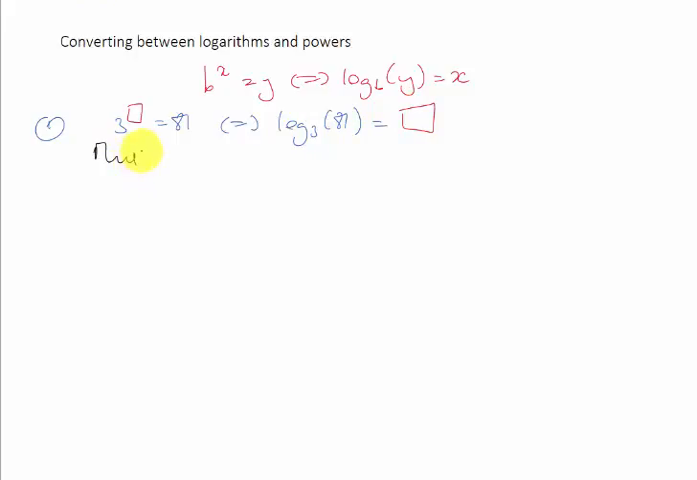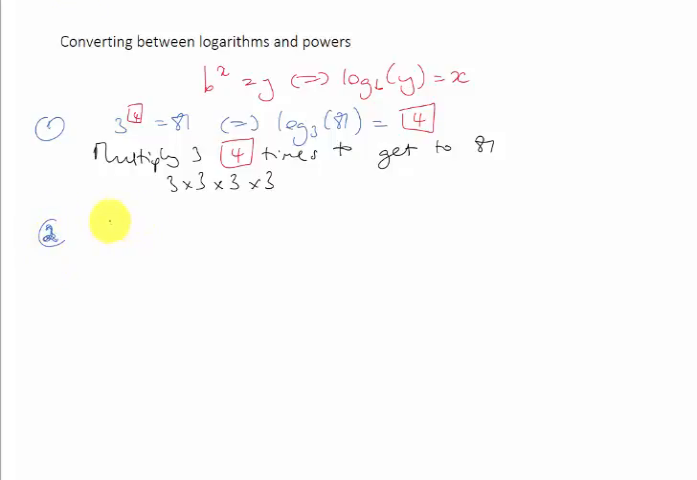So we multiply 3 a certain number of times to get to 81. So we've got 3 times 3 gives us 9, times 3, 27, times 3, 81. So we have to multiply 3 by itself 4 times to get to 81. So therefore 3 to the power 4 is 81, and the log in base 3 of 81 equals 4. So that's the same as what we just did.